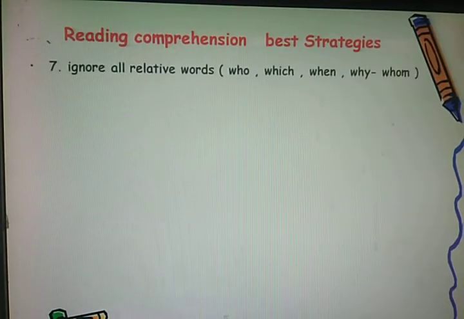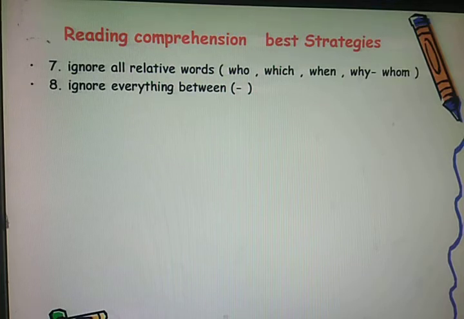Number 7 point, you have to keep in your mind when you do reading comprehension: ignore all relative words: who, which, when, why, whom. If these words come in the passage, not in the question, you have to ignore them. Number 8 point, ignore everything between the hyphens. In the hyphens, extra information is given to you. You do not need extra information. You have to focus on the gist of the passage, not the extra. So the hyphen you have to ignore.